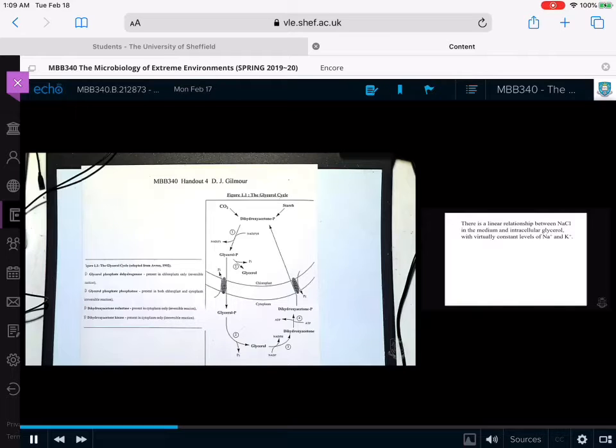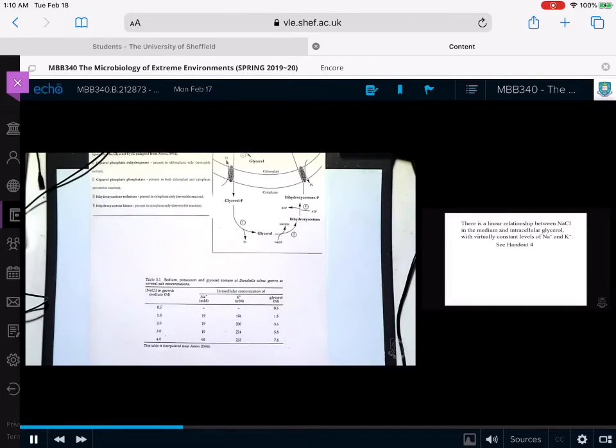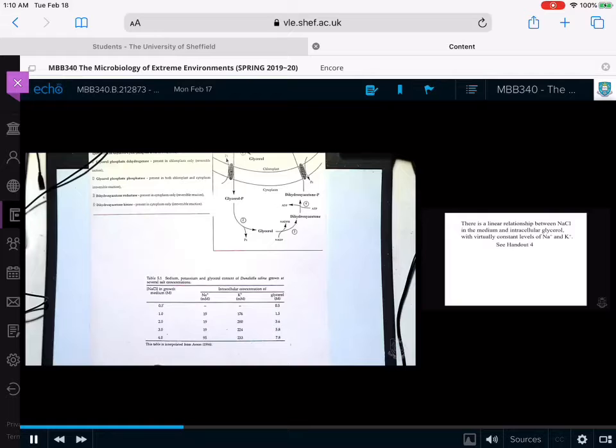Okay, so what the glycerol cycle allows the cells to do is to produce glycerol in response to sodium chloride in the medium. And this is, I say, a linear response. I think I showed you that in the 6303. So that as you double the salt concentration, you double the amount of glycerol being produced. And again, I've taken this table from an even older paper, because again, this hasn't changed in many years.